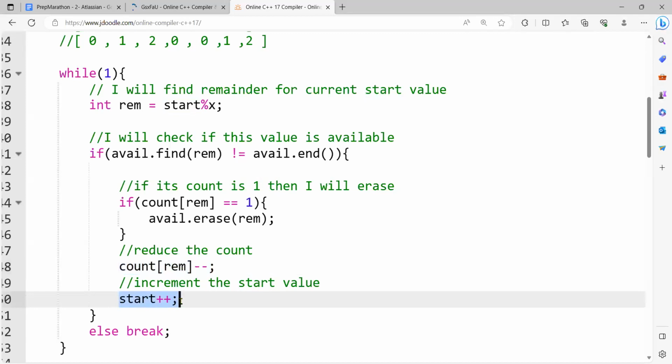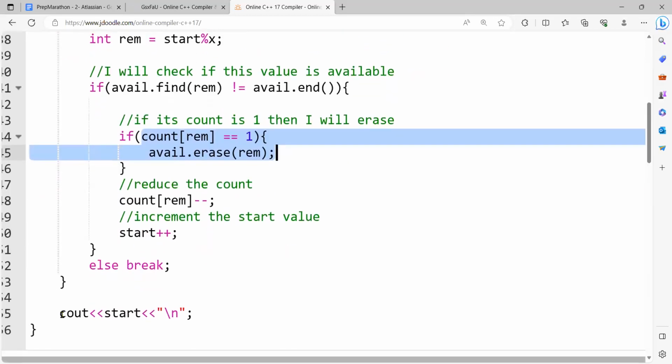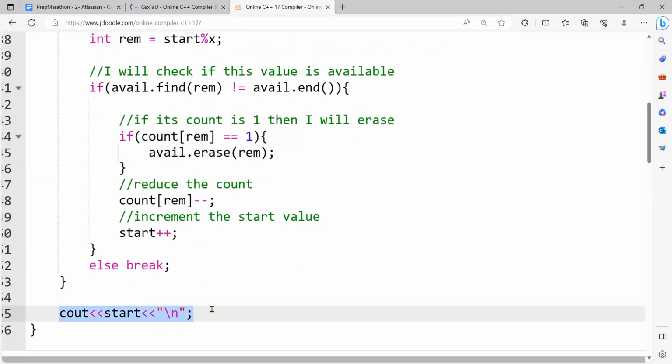So start plus plus. Just basic things we have checked. First we are checking if this value is present in my set or not. If it is present, then only I can generate this start value. If it is present, then I'll use this and also reduce the count of those values. If count becomes 0, so next time I cannot use it, so I'll erase it from my set. And at the end, whatever start value we currently possess, we are not able to generate this value. So this is the minimum excluded value and this is the answer.